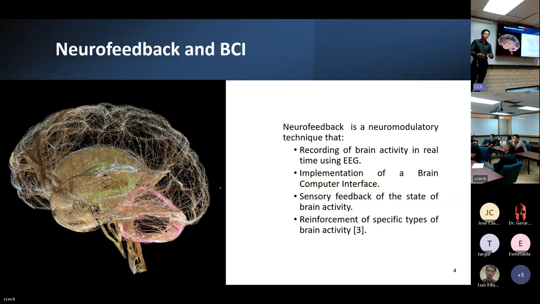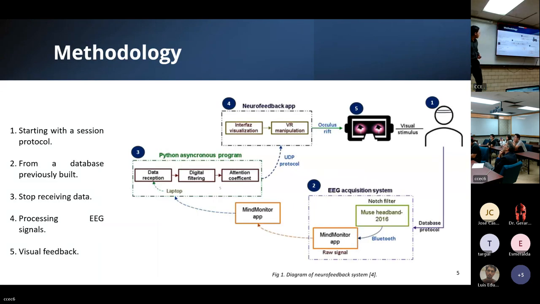Okay, neurofeedback. Neurofeedback is a neuromodulatory technique that implements a BCI. In this case, the neurofeedback needs to record the data in real time. This is because the system provides real-time visual stimuli to the user. And this makes the user reinforce a specific brain activity, in this case, the concentration state.